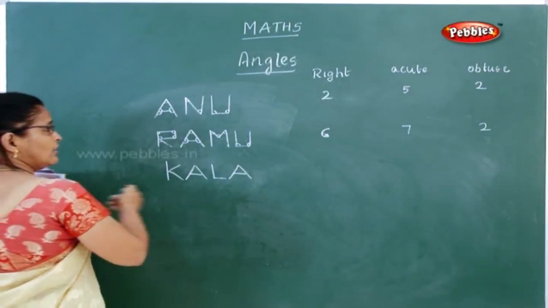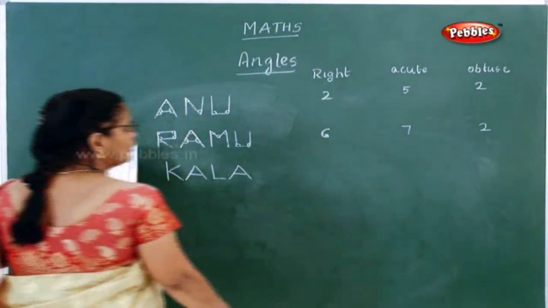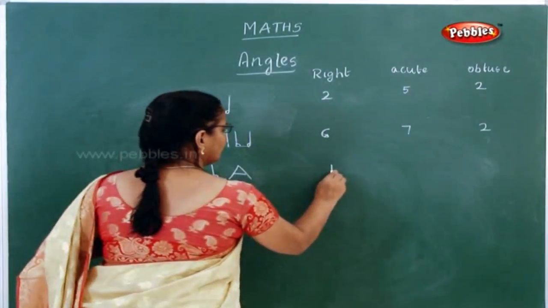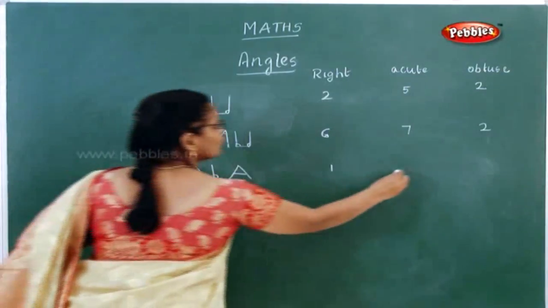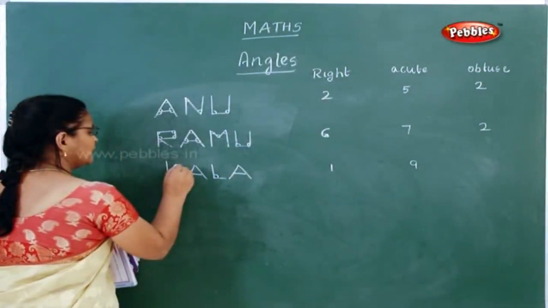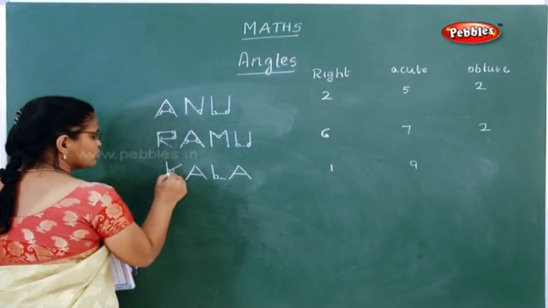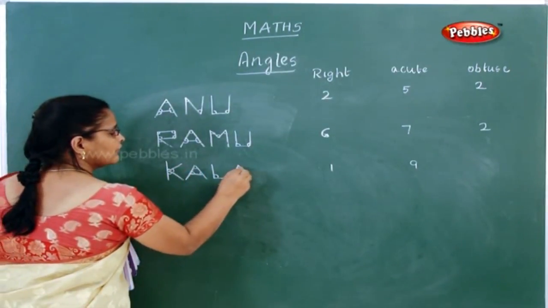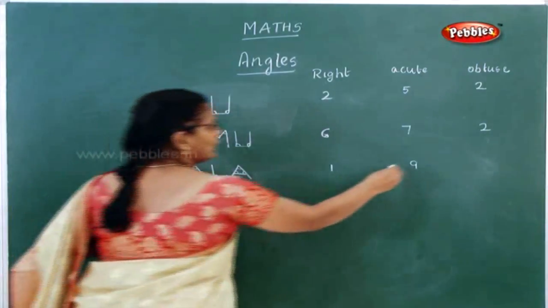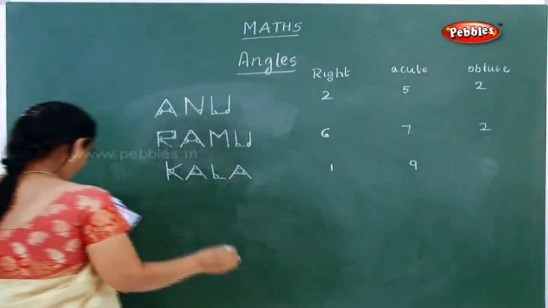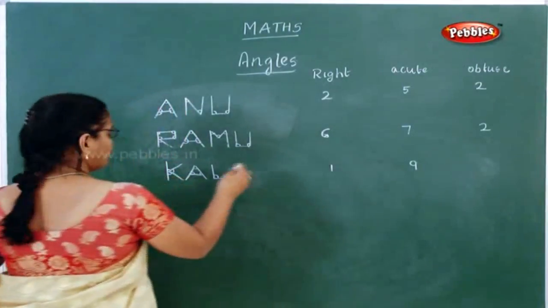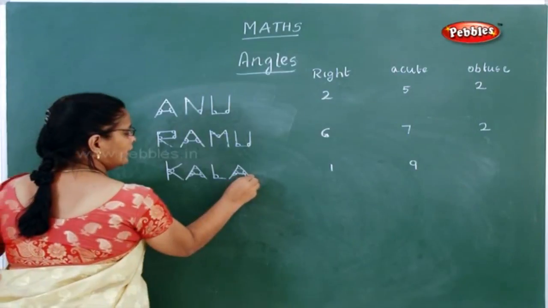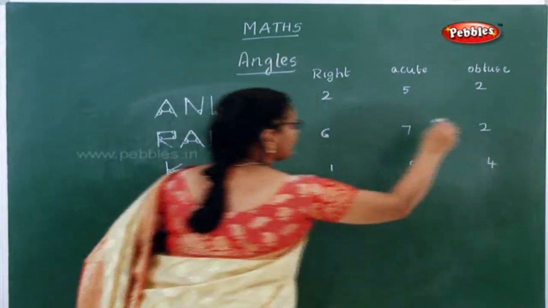Now in this name, how many are right angles, how many are acute and how many are obtuse? So you have 1 right angle. Acute, you have 9 acute angles. See, 1, 2, 3, 4, 5, 6, 7, 8 and 9. And how many obtuse angles? You have 1, 2, 3 and 4. You have 4 obtuse angles.